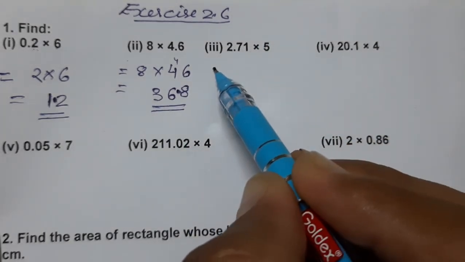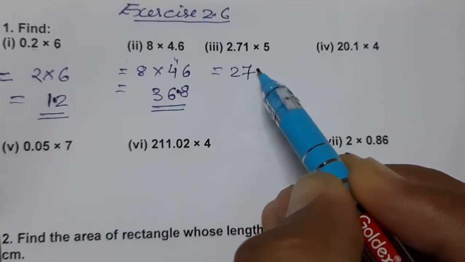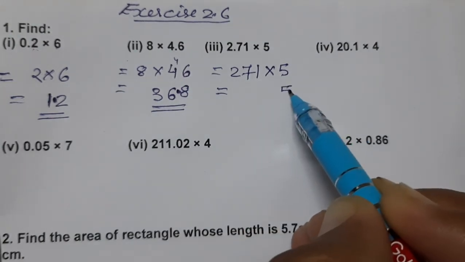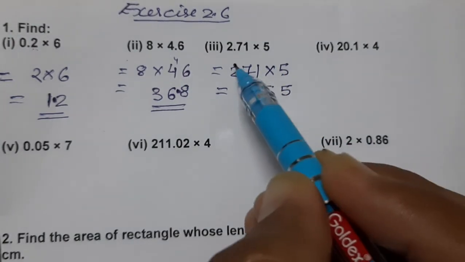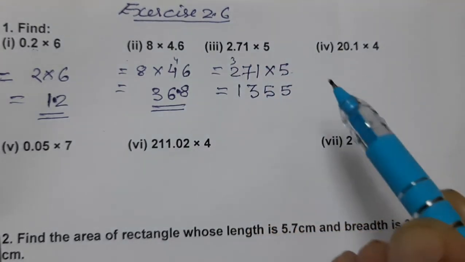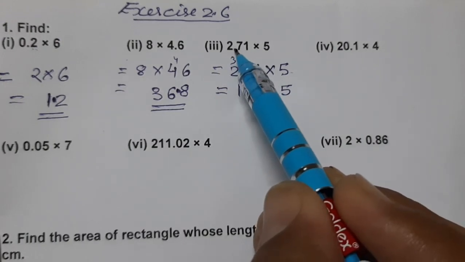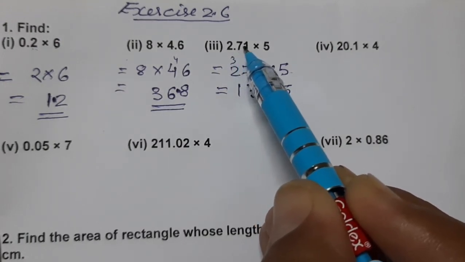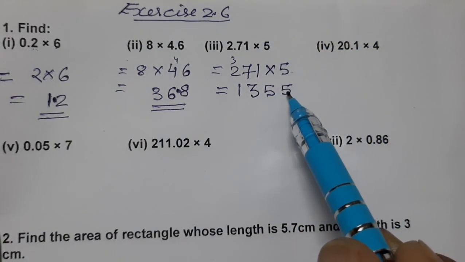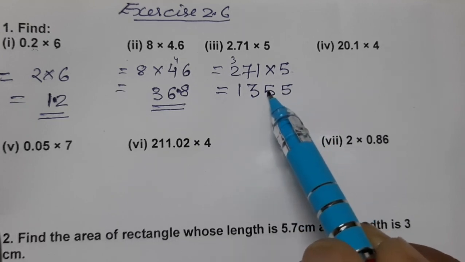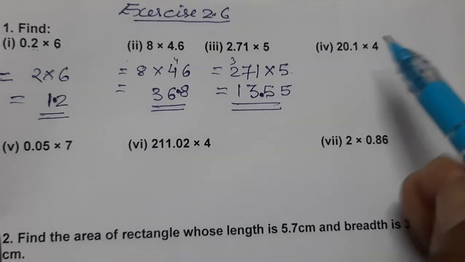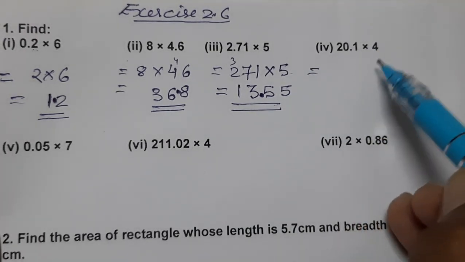Similarly, here also, ignoring the decimal, simply multiply 271 into 5. Now multiply. 5 ones are 5. 5 7s are 35, 5 carry 3. 5 2s are 10, 10 plus 3, 13. So we have multiplied. Now count the decimal. After the decimal there are 2 digits, and here none. So starting from the right towards left, 1, 2. So we have to put the decimal there. 13.55 is our answer.